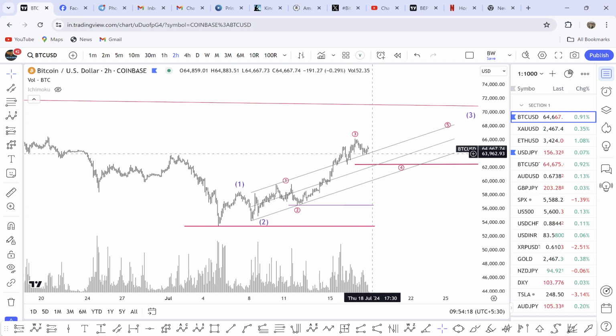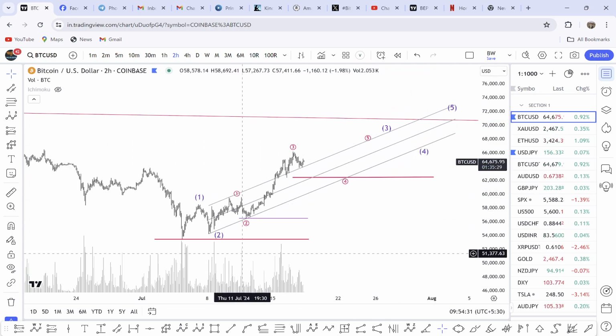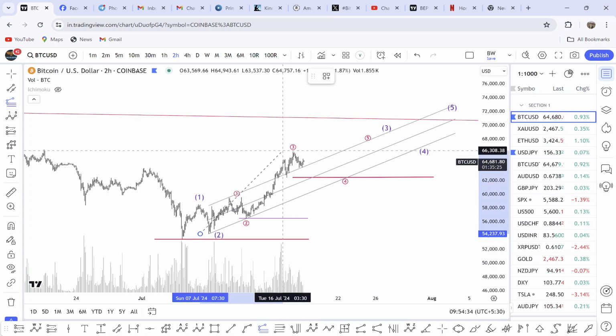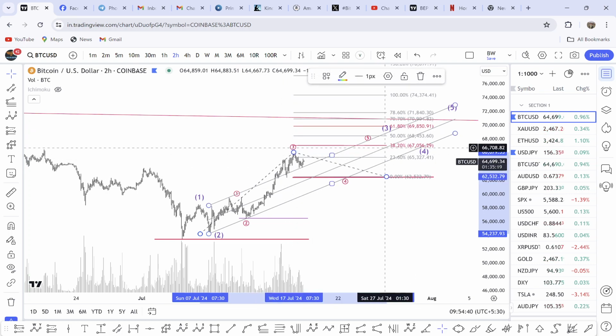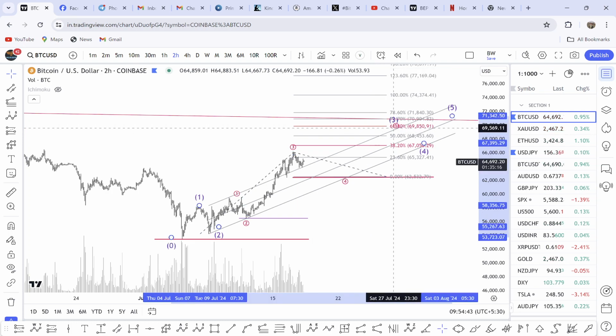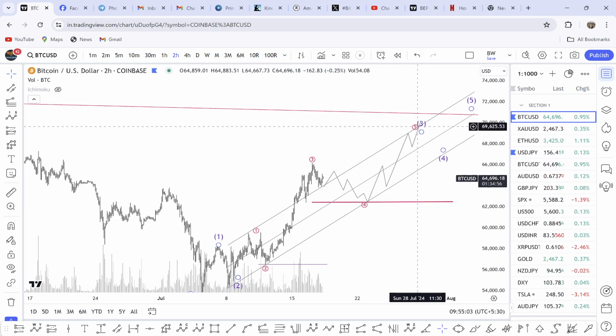If price breaks this channel, then we may see these levels, 2,400. And fifth wave target near 69K. This is the money making trend.